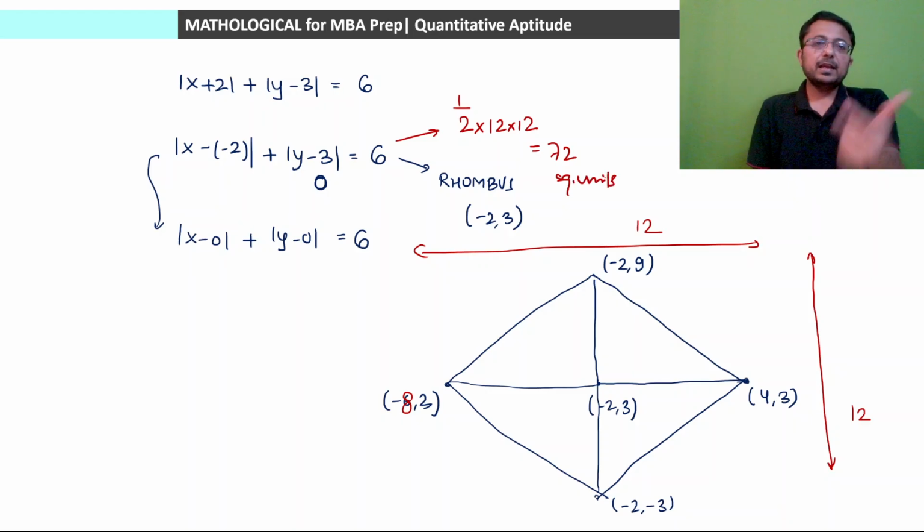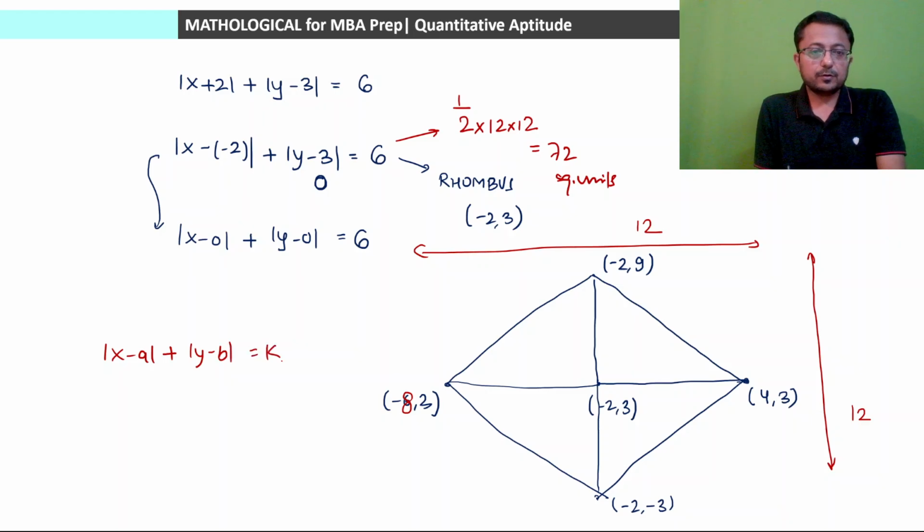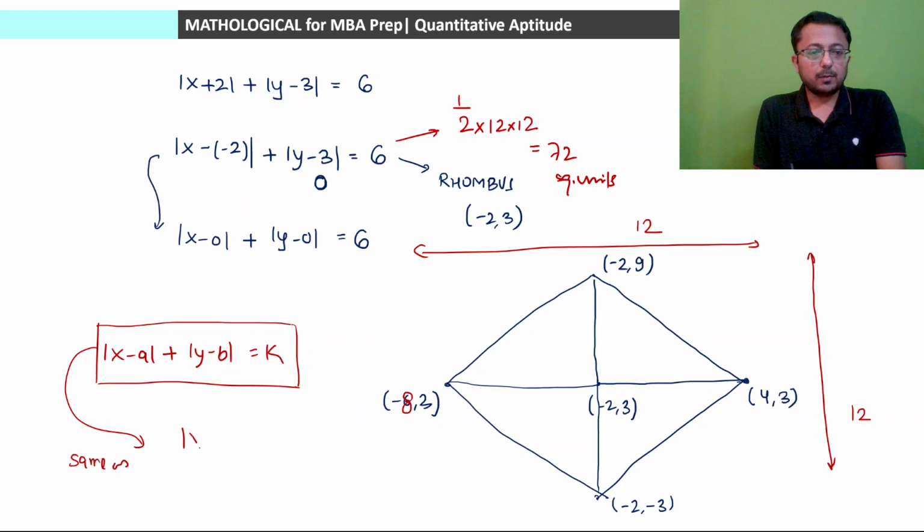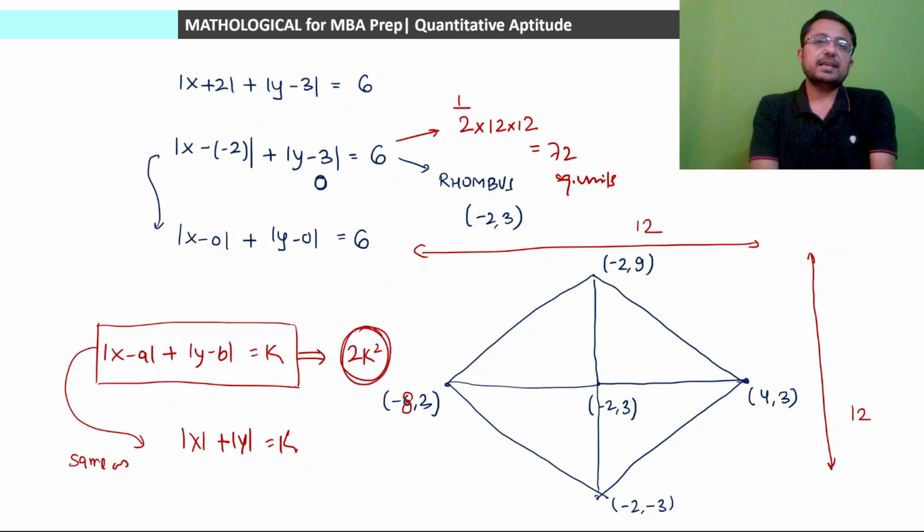Or basically for mod of x minus a plus mod of y minus b, if this is equal to k, this is our equation, so the graph of this equation will be the same as mod of x plus mod of y is equal to k. And if the graph is the same, then the area will also be the same, so the area will be nothing but 2k square only. The area in this case will be the same as 2k square, same as the graph of mod of x plus mod of y is equal to k.